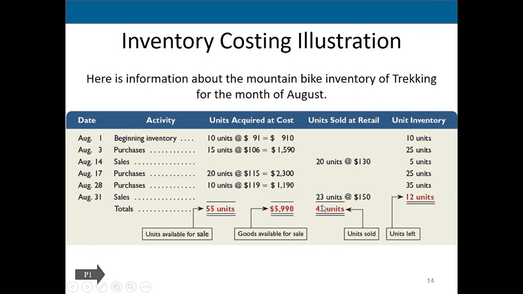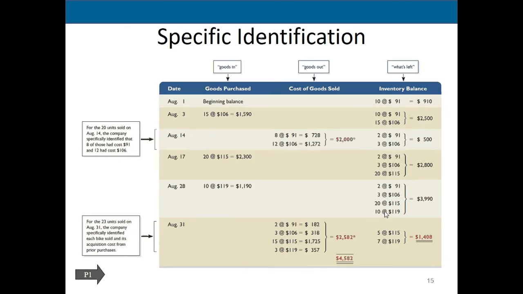And then on August 31, I sell 23 units. I sell them at $150 a piece, and I have 12 units left in inventory. Okay. What's all this mean? I had 55 total units available for sale, a total value, right, add all this up, of $5,990. I sold 43 units. I have 12 units left in my inventory. Gosh, that doesn't seem so bad, right? What's all the hang up?